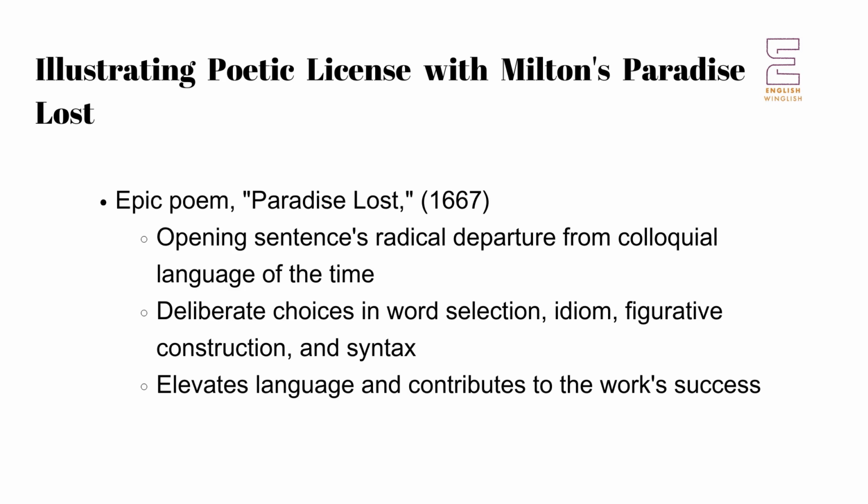Illustrating poetic license with Milton's Paradise Lost. One compelling example of poetic license is observed in John Milton's epic poem Paradise Lost. Published in 1667, the poem's opening sentence exemplifies a radical departure from the colloquial language of the time. Milton's deliberate choices in word selection, idiom, figurative construction, and syntax create a distinguished and grandiose announcement that befits the epic subject matter. This departure from the norms of standard prose demonstrates how poetic license can elevate language and contribute to the success of the work.